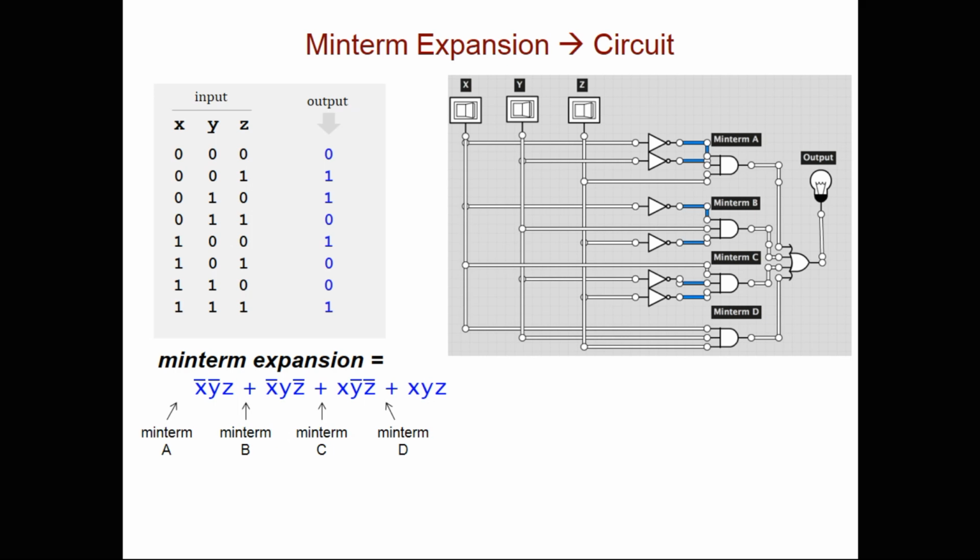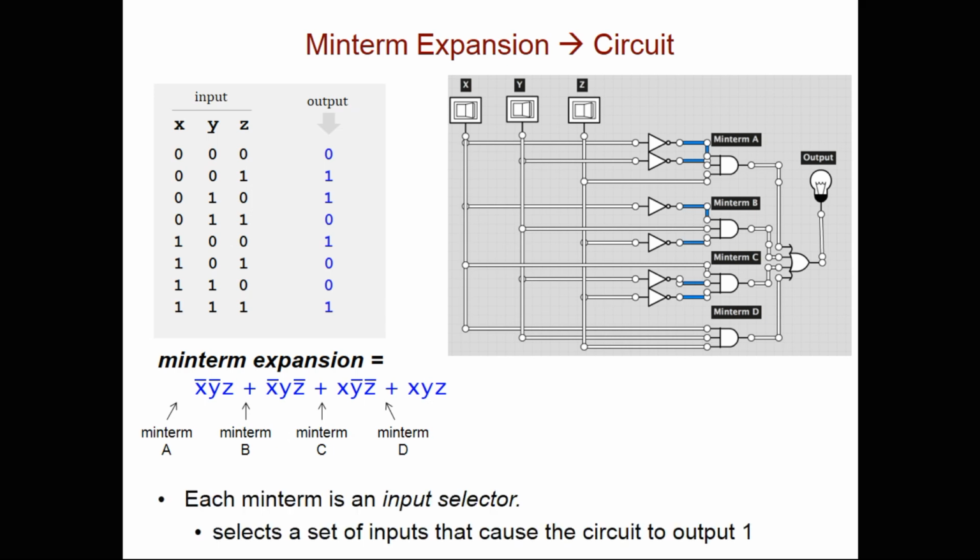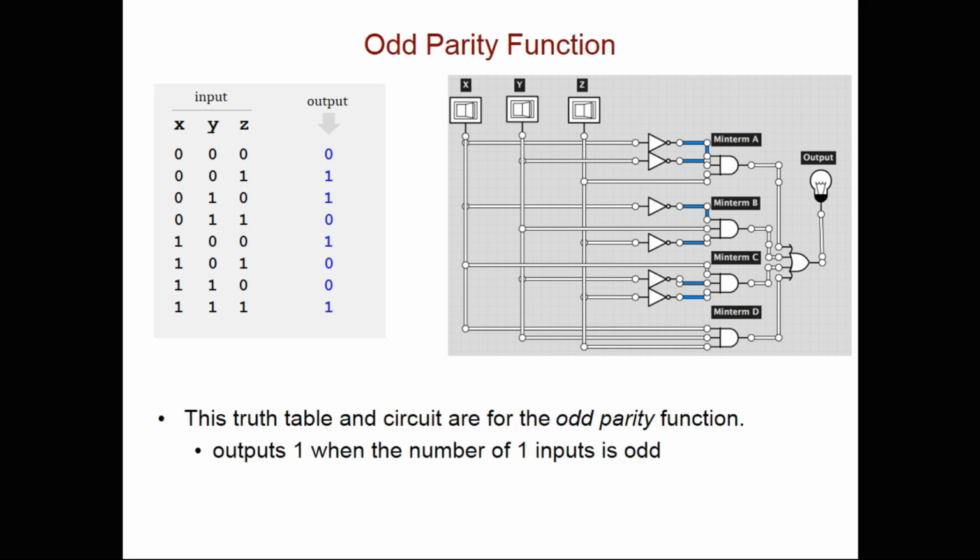Using Minterm expansion, we can build the circuit. For this example, you can see Minterms A, B, C, and D as the AND gates, and the output of these using an OR produces the output of the function. We can see that each minterm, because it is designed for a specific input, is actually an input selector.